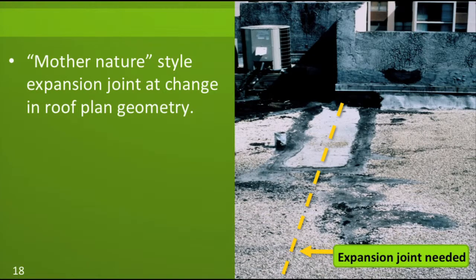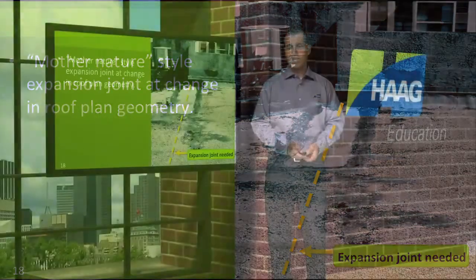Here we're looking at a lower level roof section that abuts an upper level corner of a building. The dotted yellow line indicates where an expansion joint would have been helpful, although it was not put in. And so as a result, the roofing below has been splitting and has had to be repaired on multiple occasions.